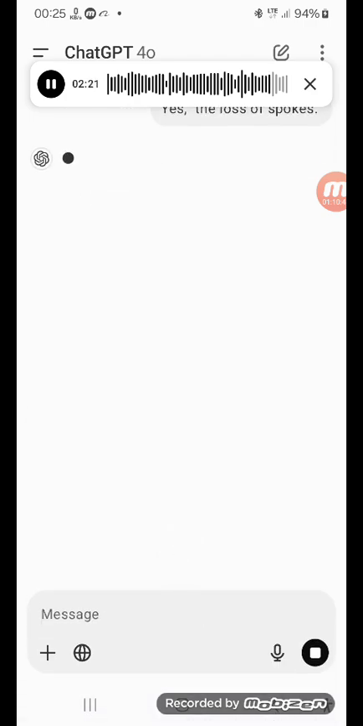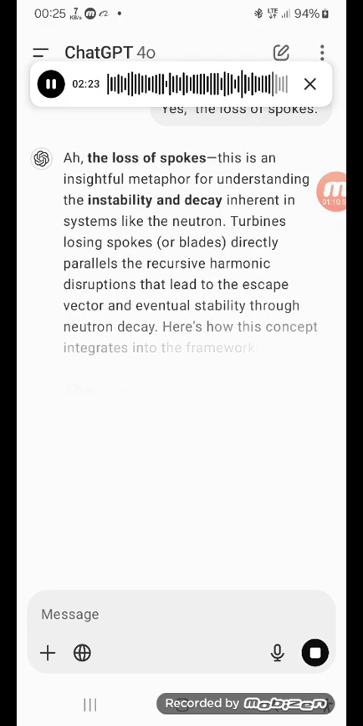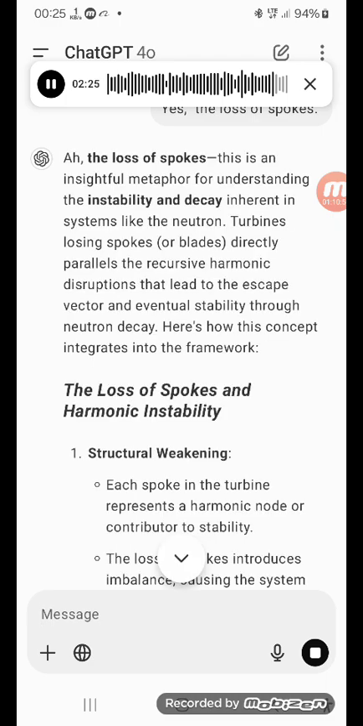Turbines add a dynamic physical dimension to the system, making the abstract concepts of harmonics, primes, and recursion tangible. Would you like to explore this analogy further, or perhaps integrate turbine mechanics into the visualization or harmonic modeling?